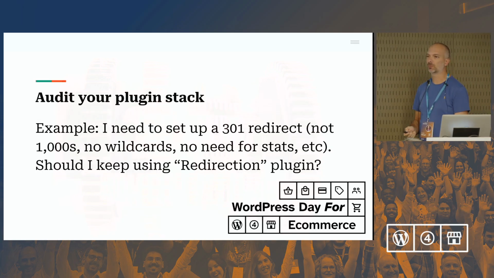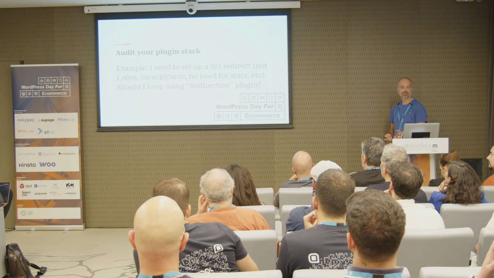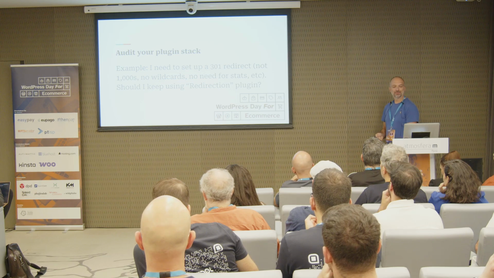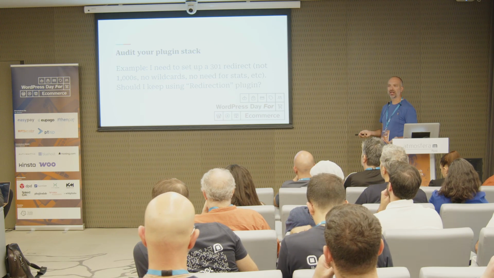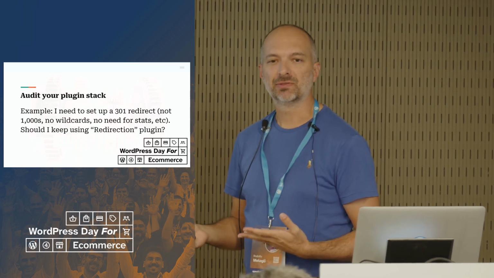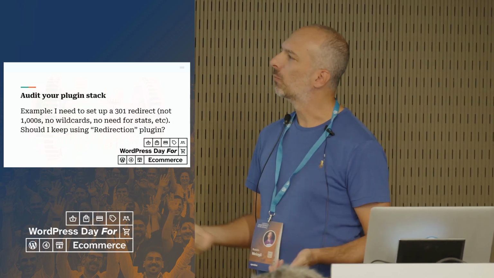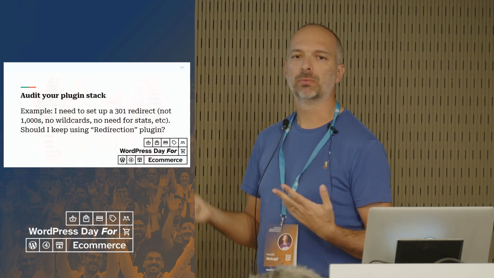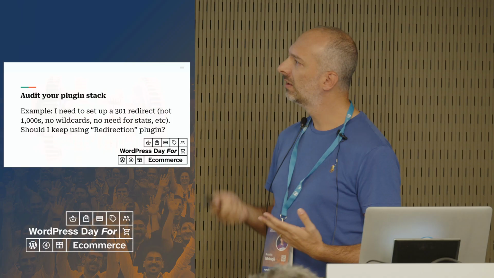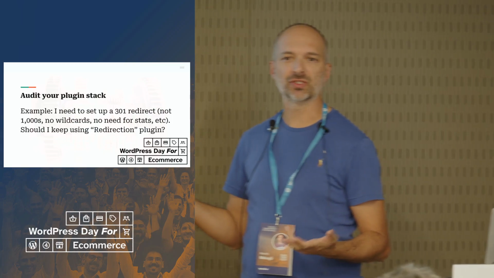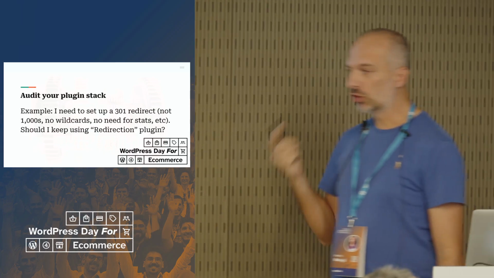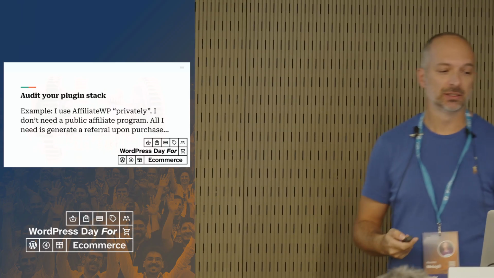Examples, because that's how we go back to earth and try to understand what I'm trying to say, even though I had loads of coffee today. I want to set up a 301 redirect, right? All good so far? I don't want to set up 1,000 redirects, just one. Without a wildcard, I don't care about how many people actually click on that. I want stats. Should I keep using the redirection plugin? Well, the answer is no. You can just set it up with a snippet, right?